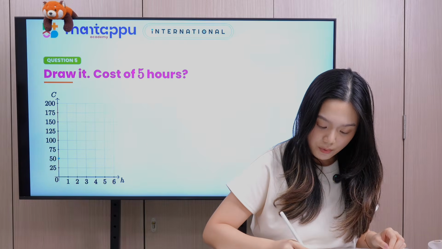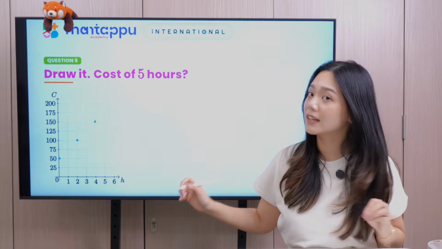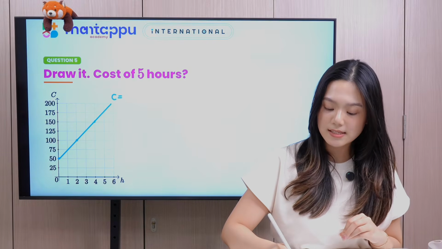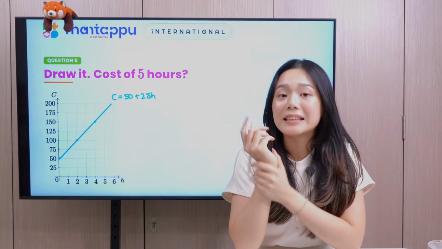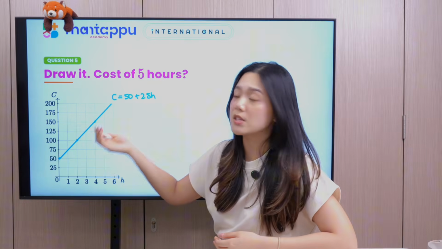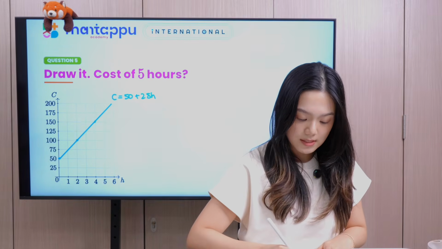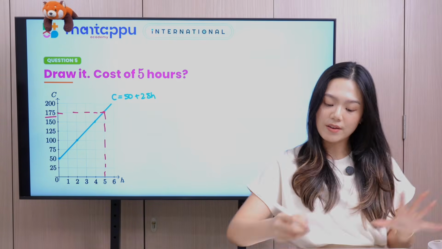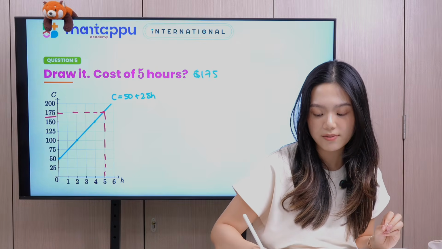I will have this point, and this point. So now I can connect my 3 points again. I will have this line. We can label the line C is equal to 50 plus 25H. Now the question is still asking for the cost of 5 hours, which we didn't find from our previous point. So let's find it from our graph. When H is equal to 5, you guys can see here that the C value will just be 175. So the cost of 5 hours will be $175.